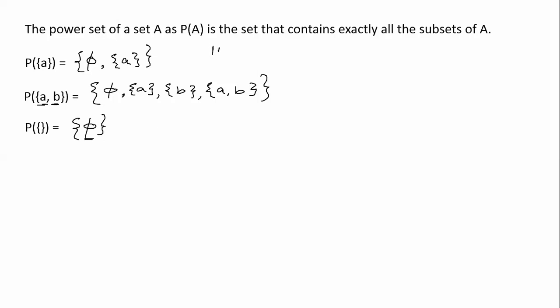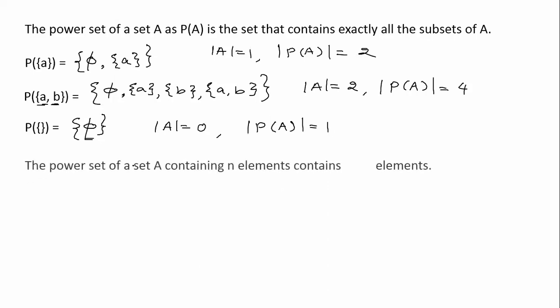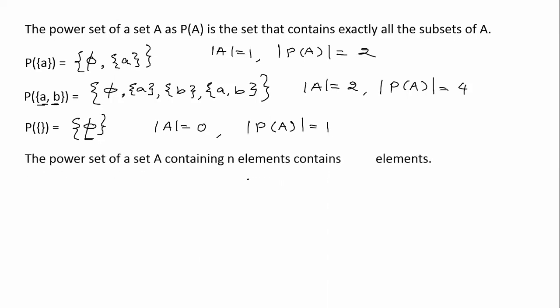So in general, see here, the cardinality of A was equal to 1 and the cardinality of the power set of A is equal to 2. The cardinality of A is equal to 2 and the cardinality of the power set of A is equal to 4. Here the cardinality of A is equal to 0, then the cardinality of the power set of A is equal to 1. So this happens, and you know that the power set of a set which contains n elements will contain 2 to the power n different elements.